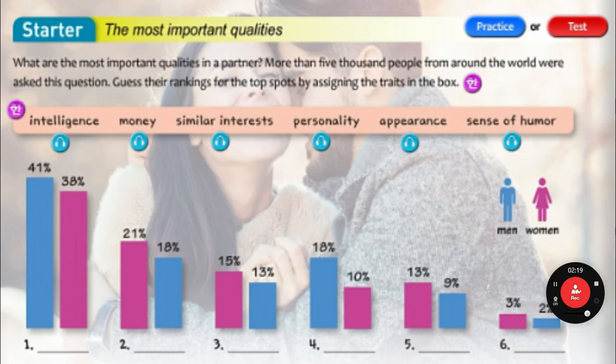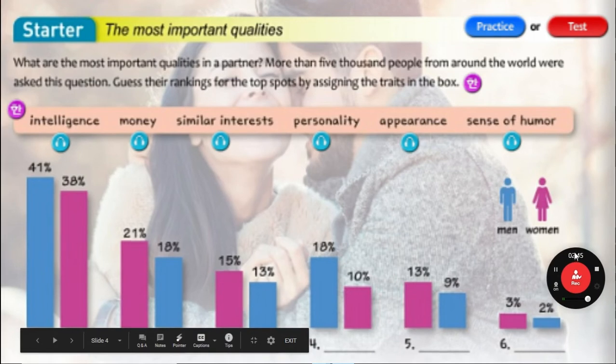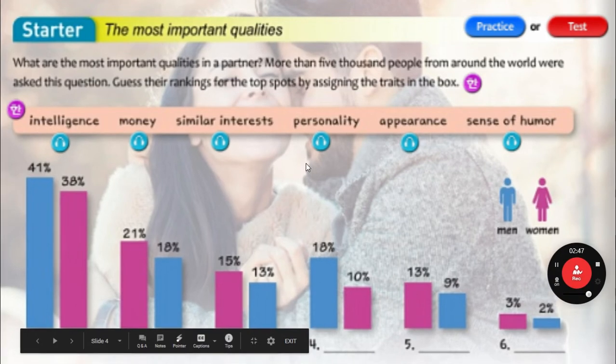Trust me. Appearance. That means what someone looks like. And sense of humor, the ability to make you laugh. Now you're going to write down what you think is most important to most people. Okay, I'm not going to tell you what the survey said, because you can probably guess that. What I'm going to do is talk to you a little bit about what I think is important.